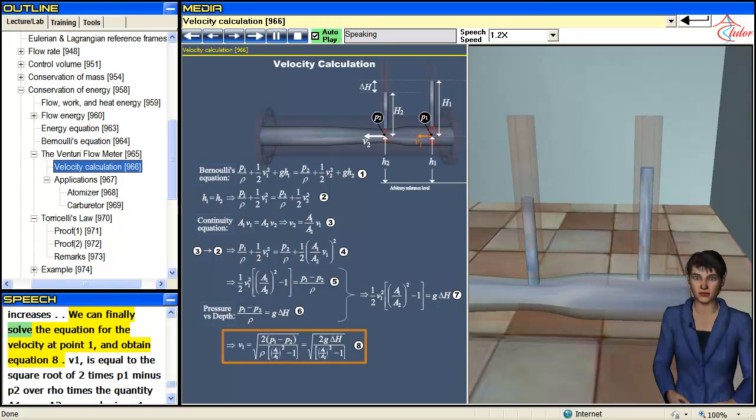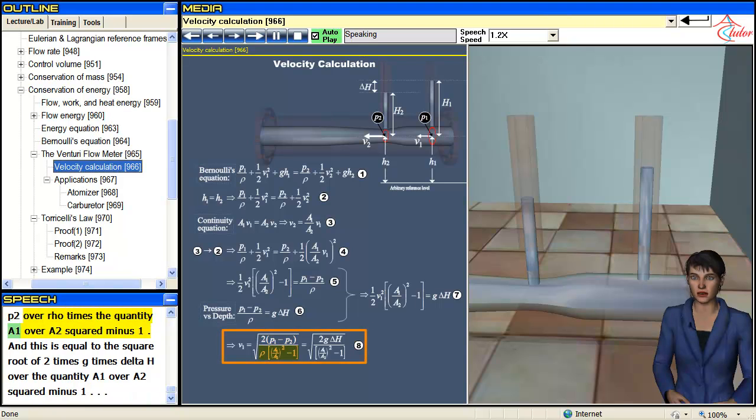We can finally solve the equation for the velocity at point 1, and obtain equation 8. V1 is equal to the square root of 2 times (P1 minus P2) over rho, over the quantity (A1 over A2) squared minus 1. And this is equal to the square root of 2 times g times delta h, over the quantity (A1 over A2) squared minus 1.